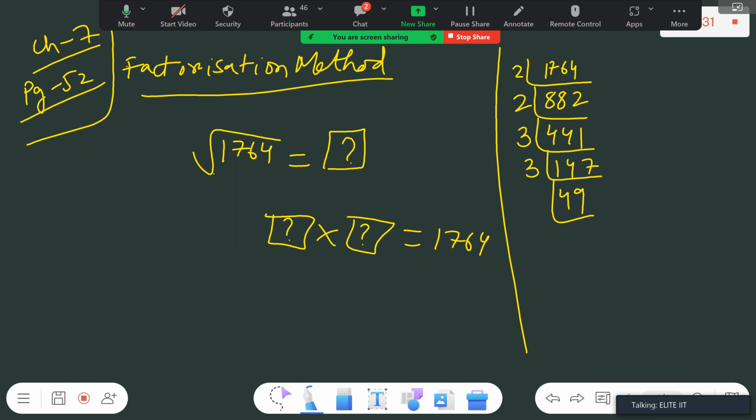Which numbers can you divide by 2? Only the even numbers, right? Which end in an even digit. Is this number 49 even or odd? Odd. You cannot divide 49 by 2.